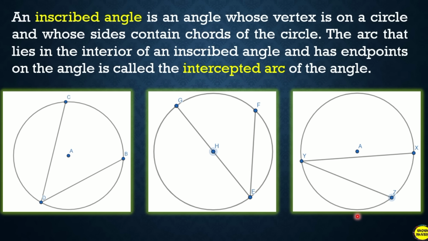In our third figure, our third case, angle XYZ is the inscribed angle, and XZ is the intercepted arc. Here, we can see that the center of the circle is in the exterior of the angle. This is the opposite of figure number 1, where the center of the circle is in the interior of the angle. In the third figure, the center of the circle is in the exterior of the angle. So we have three cases.